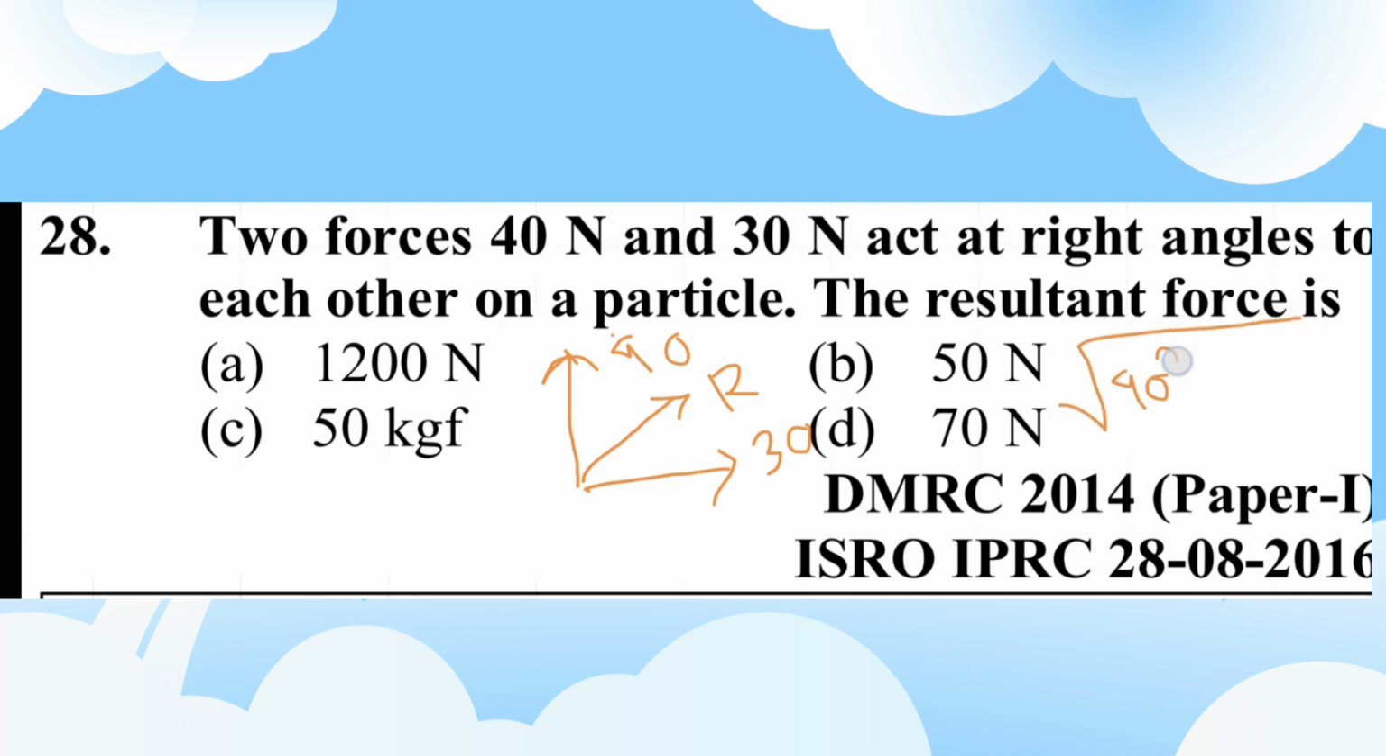square root of Fx square plus Fy square, 40 square and 30 square, horizontal and vertical. ओके, ऐसे करोगे तो आएगा 1600 प्लस 900 यानी √2500. दिस इज द 50 न्यूटन.